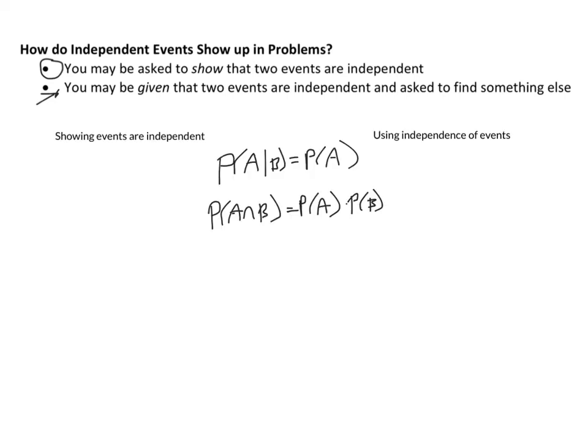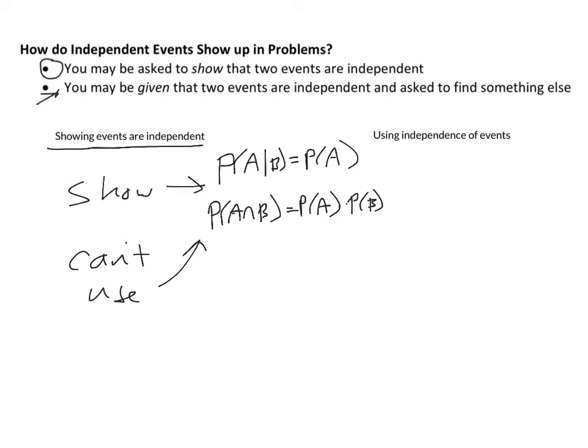So to be very clear, when you are asked to show that events are independent, it means that you need to show these things are true. Specifically, it means that you can't use these properties, right? You have to use other methods, other tools, other diagrams to show that these things are true, because your job is to show that the events are independent.